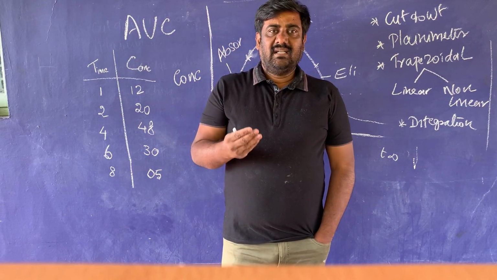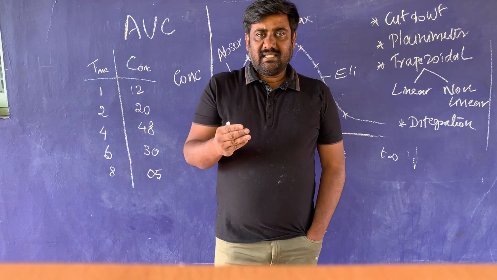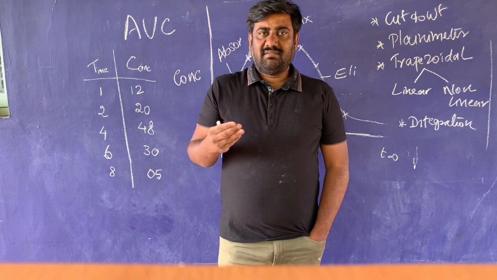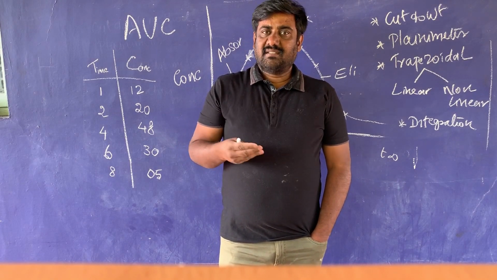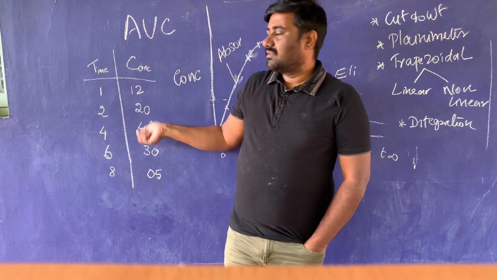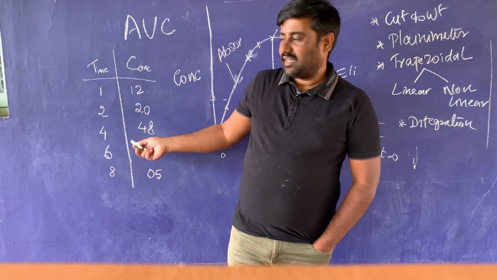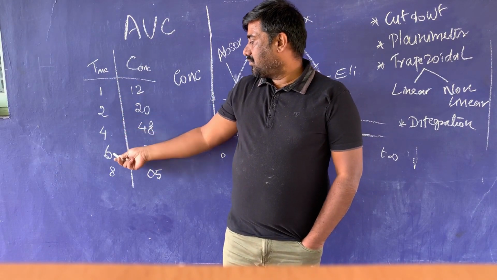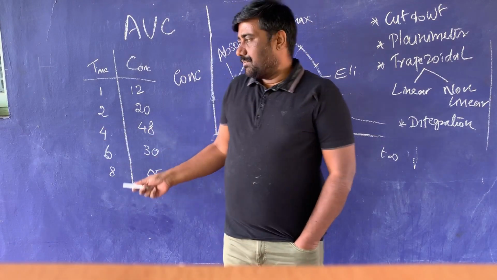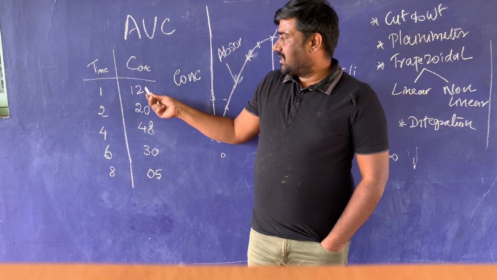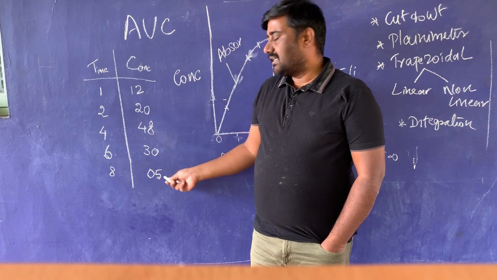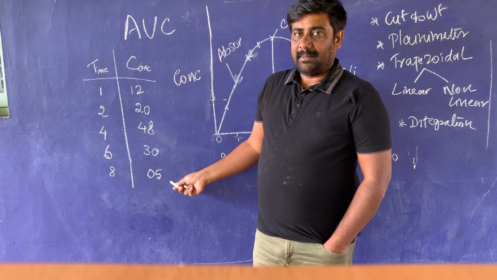So for example, I have taken the drug, and from my body every 1 hour, 2 hour, 3 hour, 5 ml of blood is taken, and that is separated. The plasma drug concentration is, for example, reported like this. For example, time 1, 2, 3, 4, 6, 8 hour blood sample is collected. In that blood sample, the concentration of drug present is 12, 20, 48, 30 and 5 mg per ml.